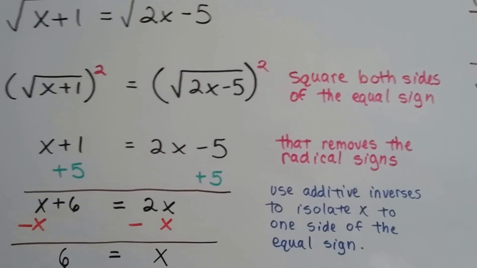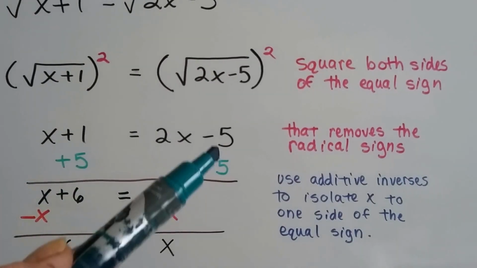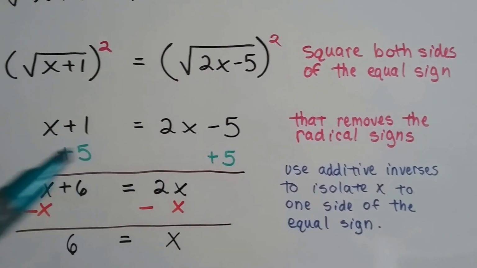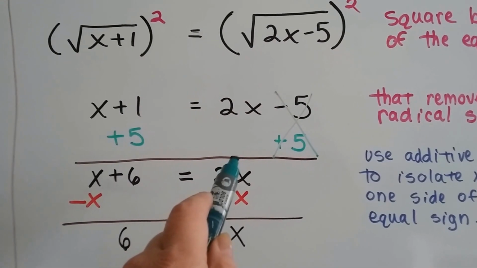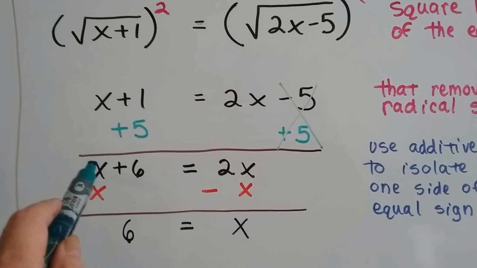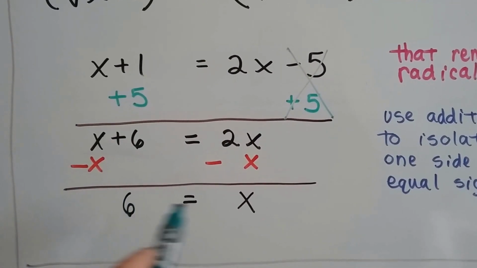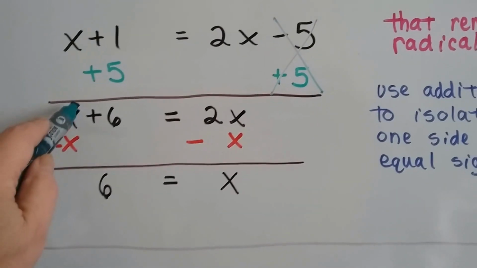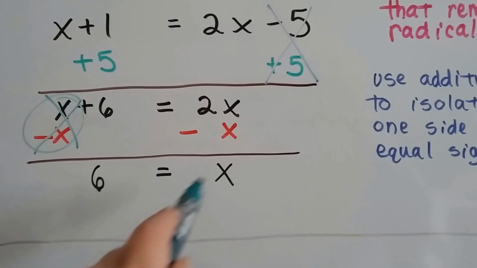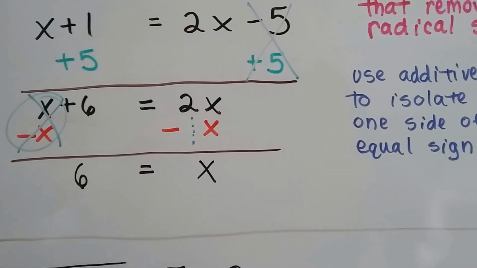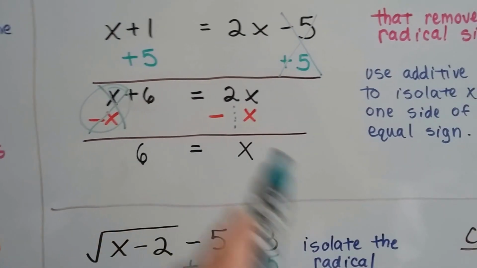And we can use additive inverses to isolate x to one side of the equal sign. So we can get rid of this minus 5 by adding 5 to both sides. That's going to create a zero pair here, right? And now we've only got 2x on this side, but we've got x plus 6 on this side. So we still need to isolate the x. So now we're going to take away the x from this side and take away an x from that side. And that created a zero pair here, right? That's gone. Now we just have 6 here. And there's an invisible 1 here, isn't there? So 2x minus 1x is just an x. See? So 6 equals x.